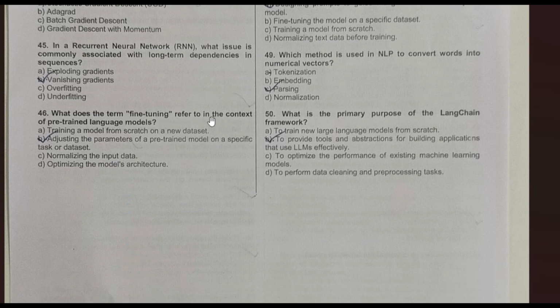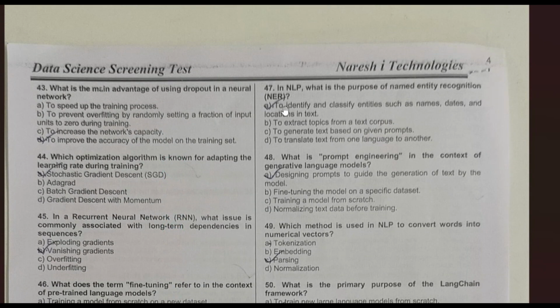What does fine-tuning refer to in the context of a pre-trained language model? Adjusting the parameters of a pre-trained model on a specific task or data set. 47. NLP. What is the purpose of named entity recognition? Named entity means name, location, organization. These three it has to identify. Here it is also called dates, but location, names, organization.